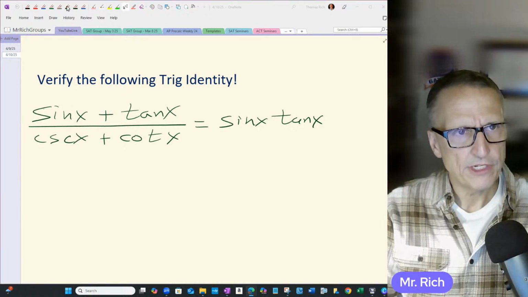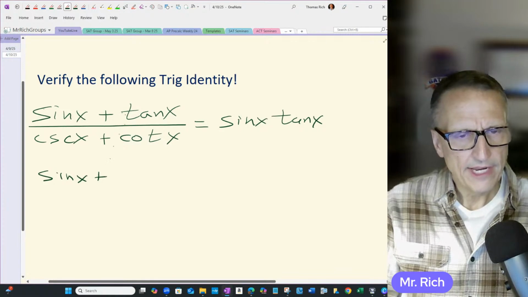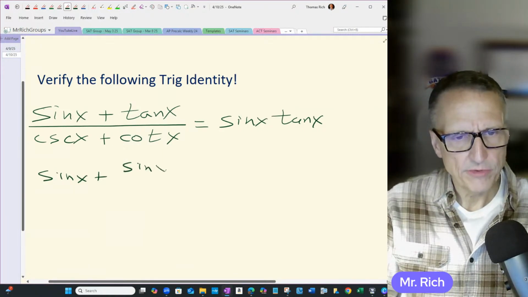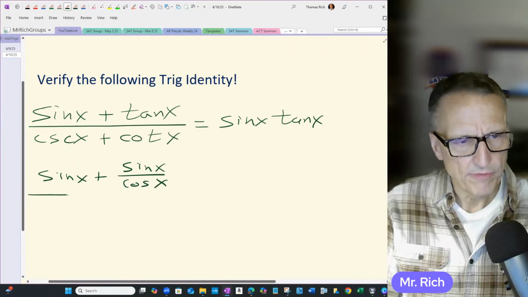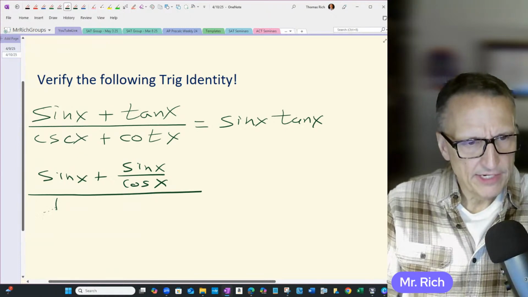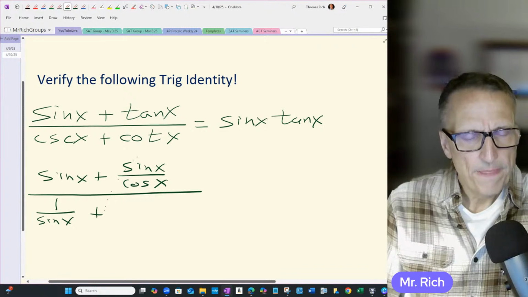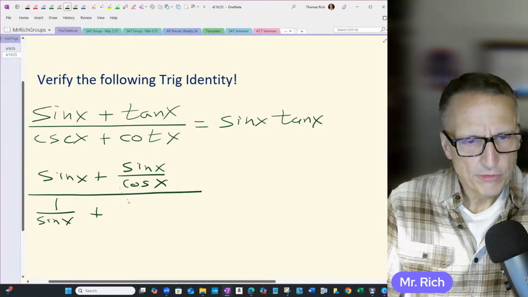So here's how the first step would look. I'm going to leave this as sine x. The tangent x, we're going to change that into sine over cosine. That's one of the trig identities that you need to have memorized for your exam in May. Cosecant is the reciprocal of sine, so I am going to change that to an equivalent form of 1 over sine, since sine and cosecant are reciprocals. And then the identity for cotangent, in terms of a ratio, is the ratio of cosine over sine, like that.